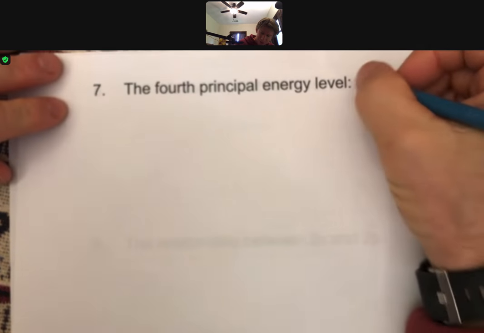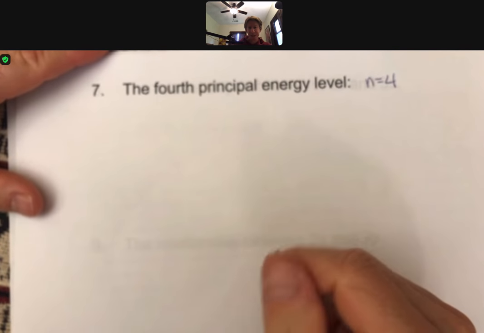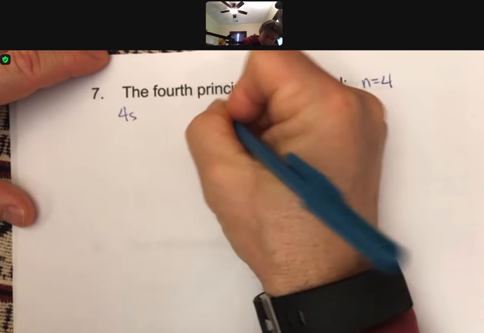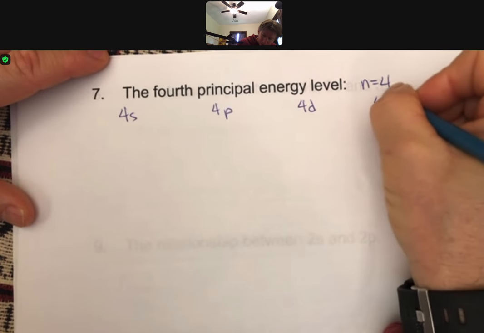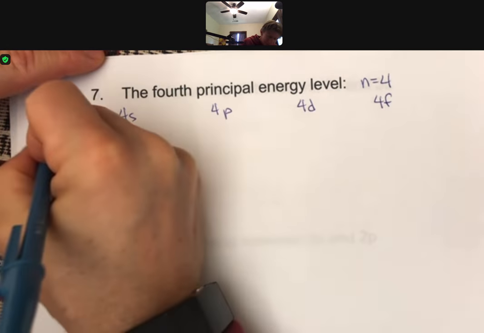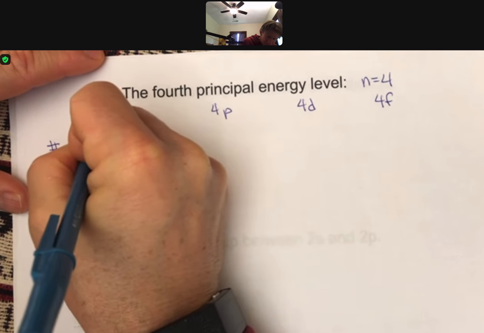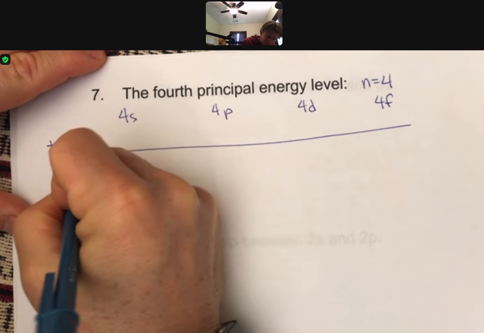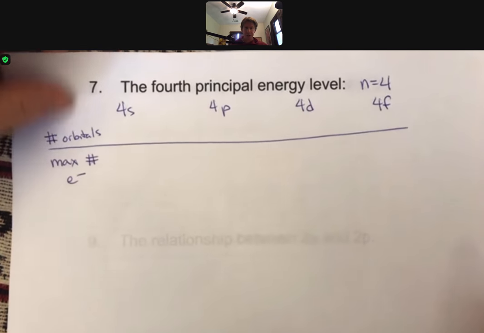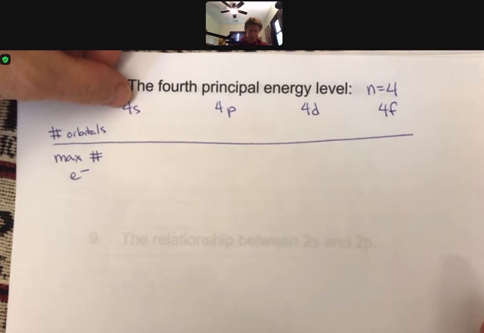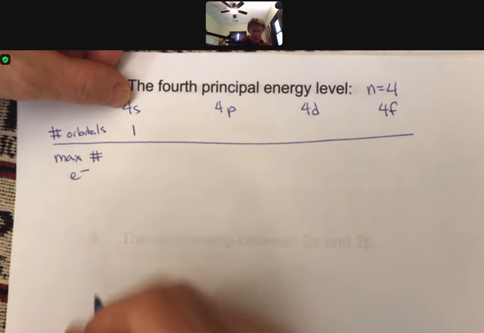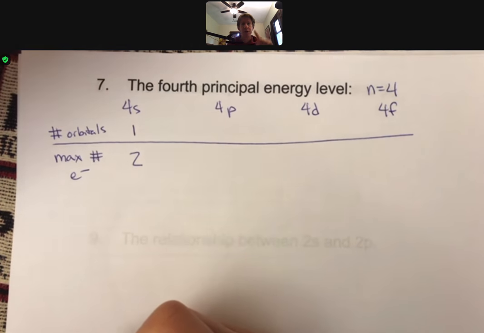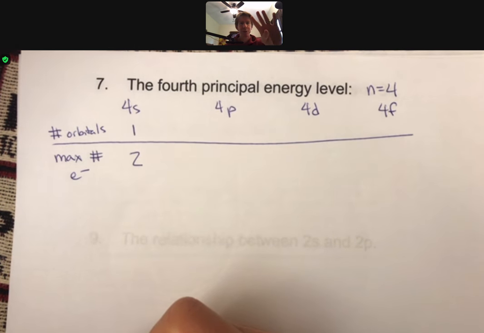All right, so the fourth principal energy level, I don't think we're going to draw a picture of this, but we do need to say that n equals 4 has a 4s, a 4p, a 4d, and a 4f. And let's make a little chart here. Number of orbitals and max number of electrons. So all of the s sublevels have one orbital and have a max of two electrons. So now we know of 1s, 2s, 3s, and 4s.